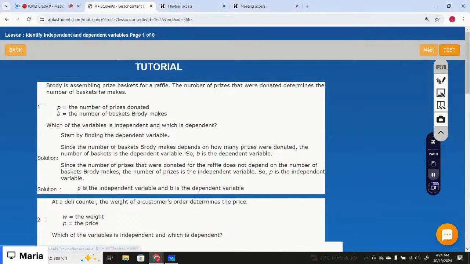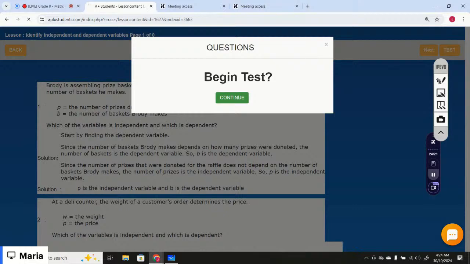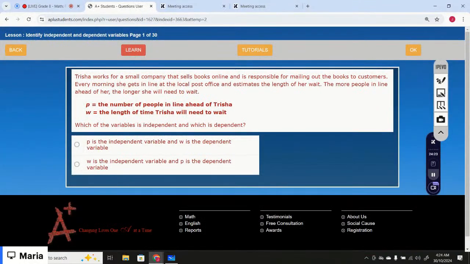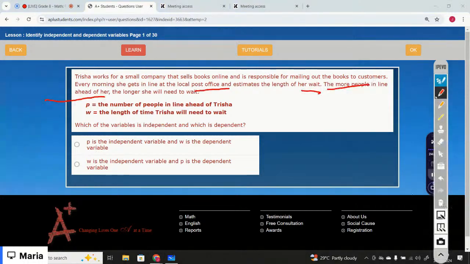Let's start with the test questions. Tisha works at a small company that sells books online and is responsible for mailing out the books to customers. Every morning, she gets in line at the local post office and estimates the length of her wait. This is the important thing: the more people in the line ahead of her, the longer she will need to wait.